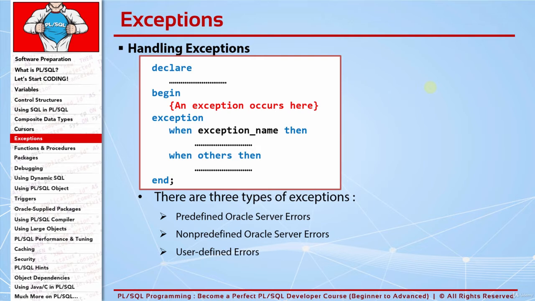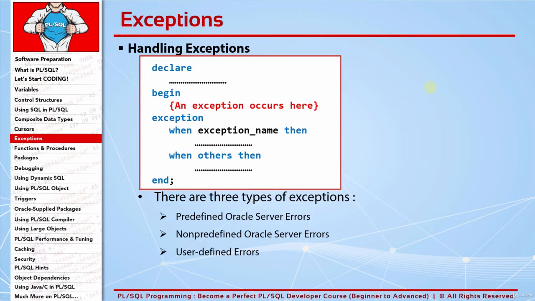This handler is not specific to any error code. If the exception is not trapped by the exception handlers above, this will work in all cases. Of course, if there is an exception. If there is no exception, none of the exception handlers will work. We can have one or multiple exception handlers.